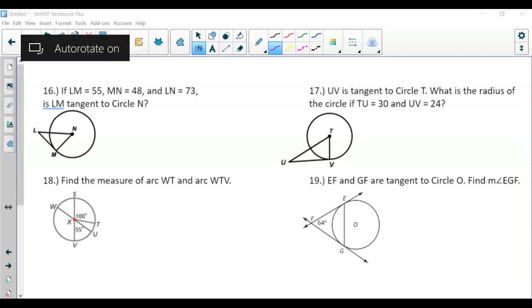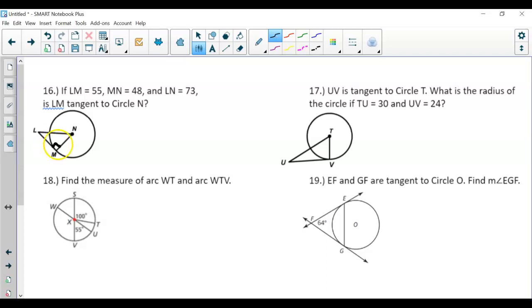Hey y'all, so again, I'm only going over in this video the circle questions, which are numbers 16 to 23. So if you need clarification on any of them, make sure you can always fast forward, pause, do what you got to do. So starting with 16, you're actually testing to see if LM is tangent.